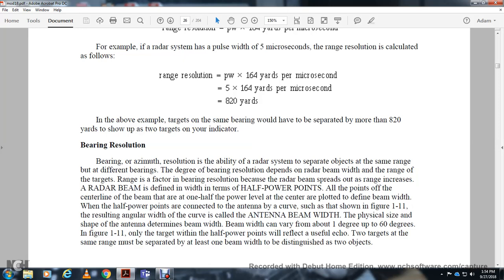The half power points are connected by the antenna pattern curves, such as shown in Figure 111. The resulting angular width of the curves is called the antenna beam width. The physical size and shape of the antenna determine the beam width. Beam width can vary from 1 degree up to 60 degrees.